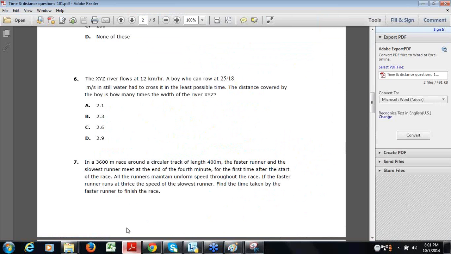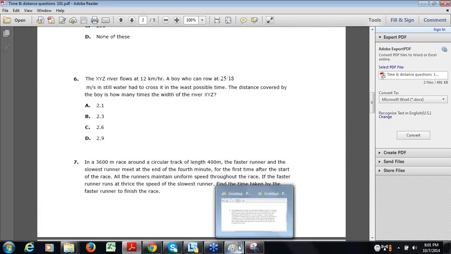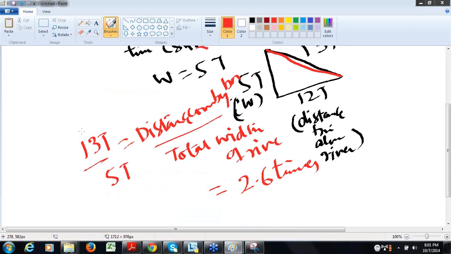Option C is asking the distance covered by the buoy is how many times the width of the river. The distance covered by the buoy is 13t and the width of the river is 5t. So how many times is it? 2.6 times. So we have option C. We'll go ahead and mark option C.